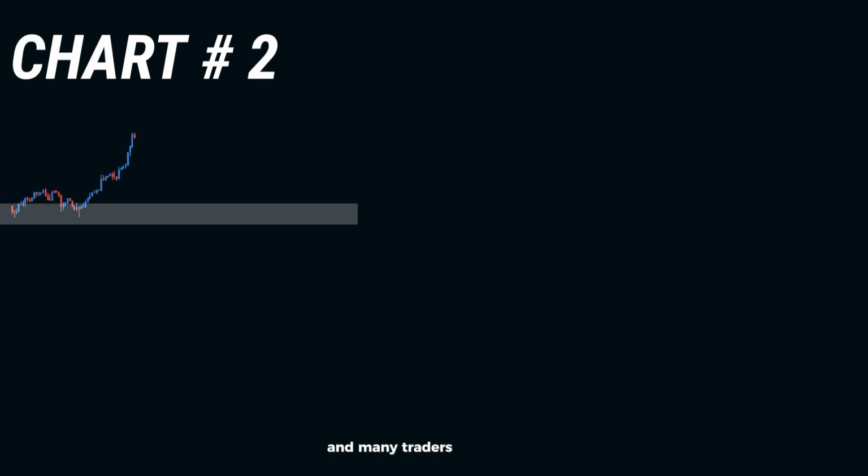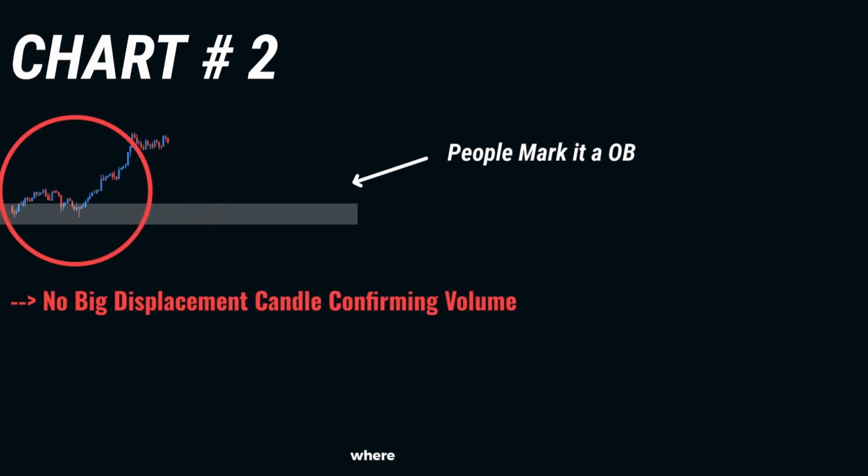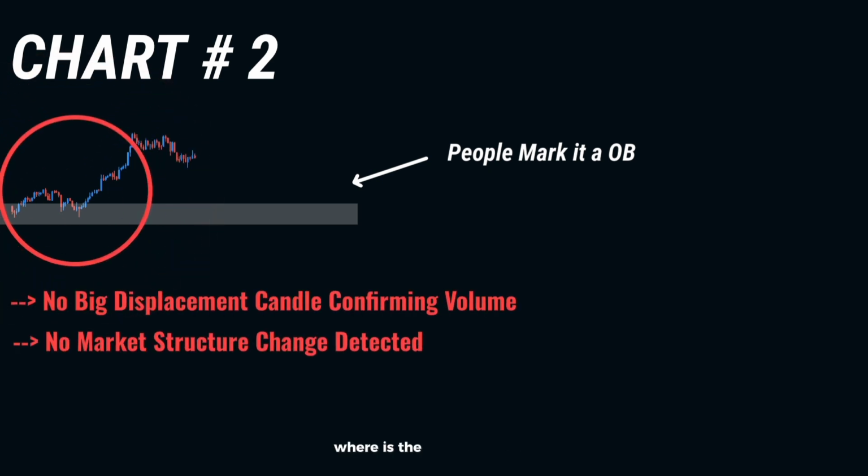Now compare that with chart 2. At first glance it looks similar. Price reacts around the highlighted area and many traders instantly label it a bearish order block. But slow down and watch the story unfold. Where is the displacement? Where is the aggressive selling that changed market structure? It isn't here. Price simply trades around the zone. It bounces, it stalls, it revisits the area repeatedly. That's not authority. That's indecision.